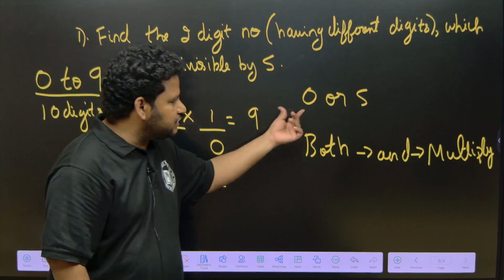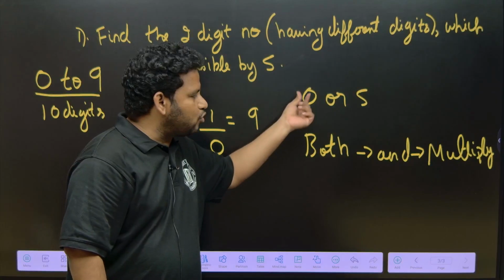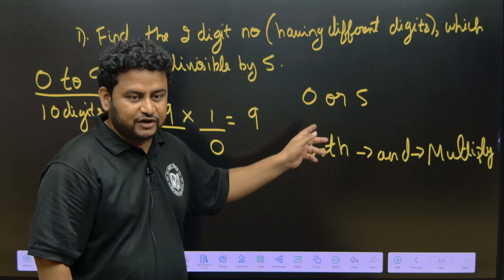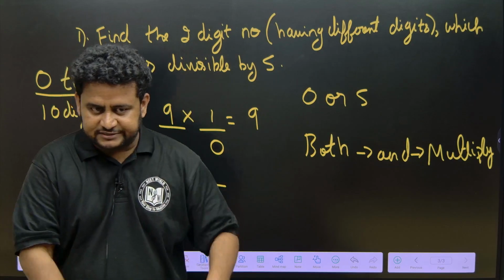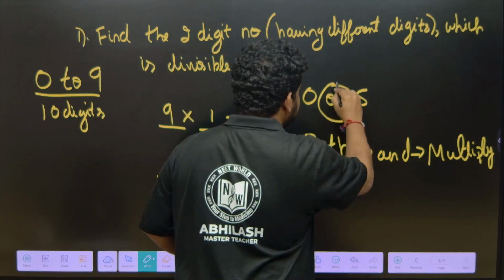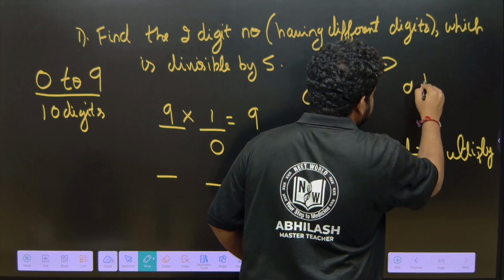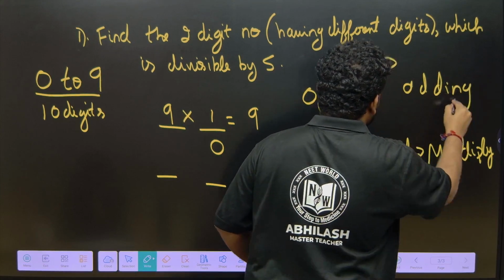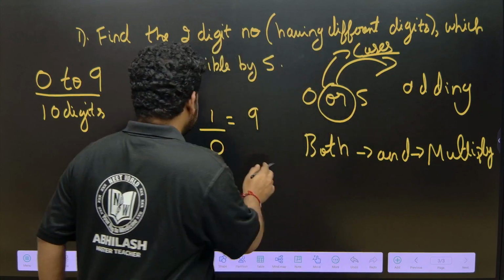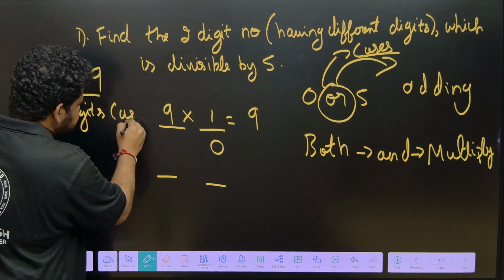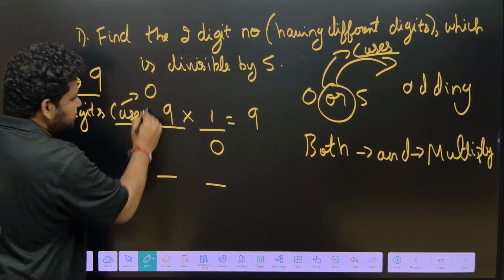So what did I tell first? It should end with 0 or 5. I am telling that I should do this or this, not both. This or this. So whenever "or" comes, what are we doing? We are adding. Whenever "or" comes, there will be cases that come up. Here, this is case 1. Case 1 is ending with 0.